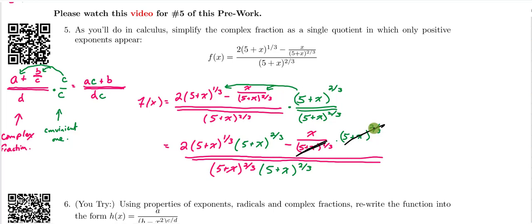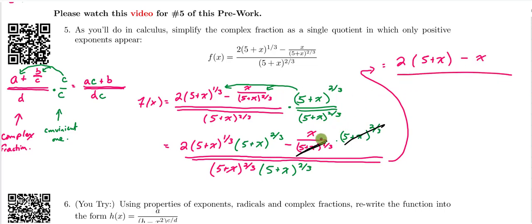And that was the reason for doing all of this. So notice that this leaves me with, here I've got 2, and then I'm going to go ahead and simplify this. We've got 5 plus x to the 1/3 times 5 plus x to the 2/3. That would be 5 plus x to the 3/3. And I'm going to go ahead and already simplify that down to just 5 plus x.